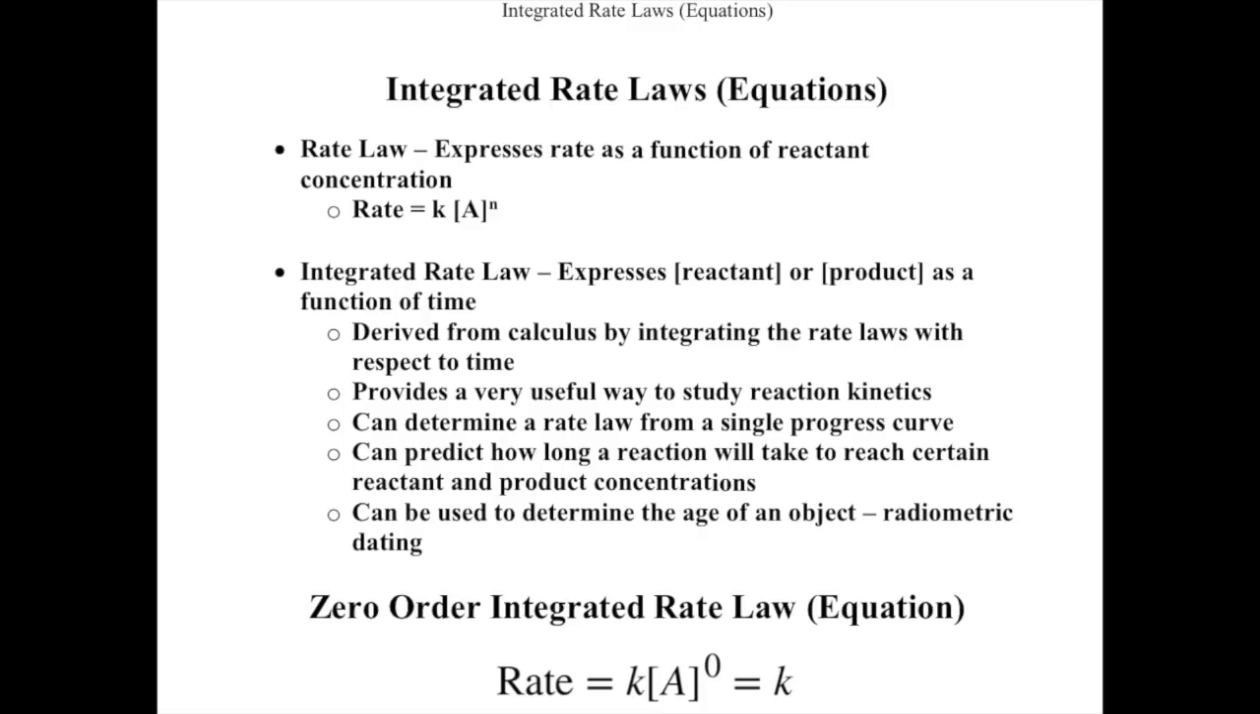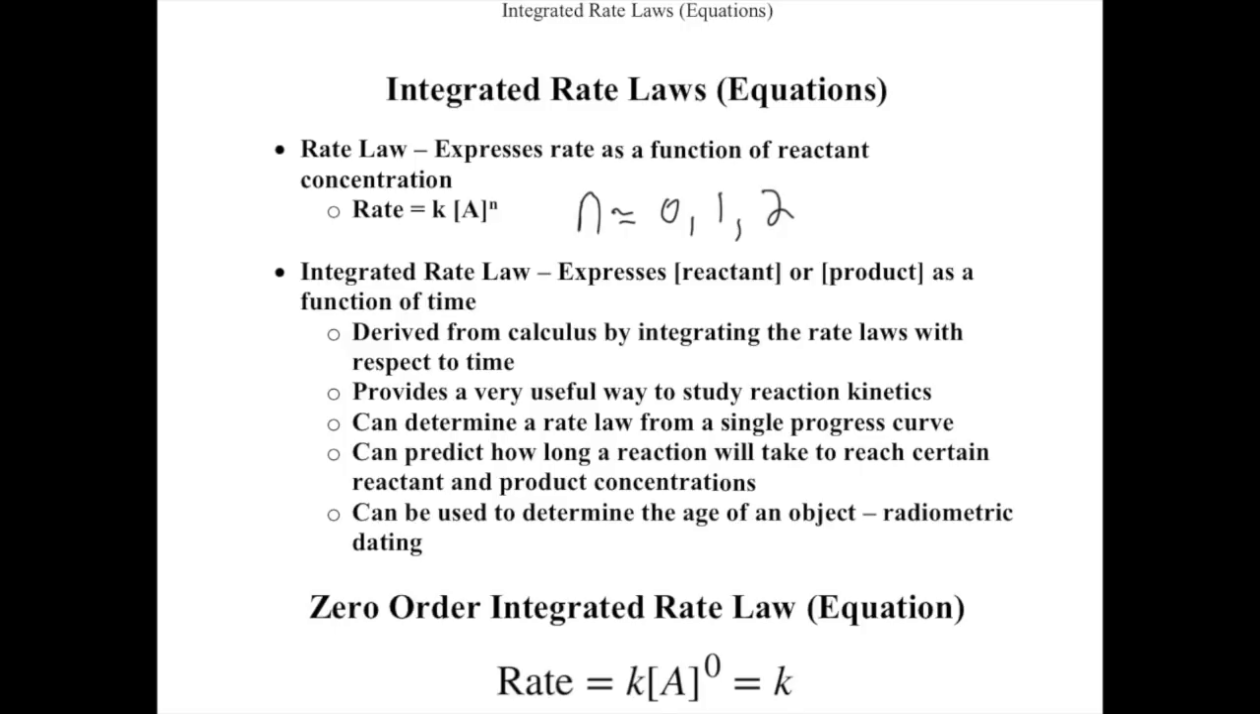So a rate law, as we know, expresses our rate as a function of reactant concentration. You can see that right here. Rate is equal to a proportionality constant that we call the rate constant times concentration raised to some power. And in our case, we have focused on zero order, first order, and second order reactants. So when n is zero, we call that zero order, and so on and so forth.